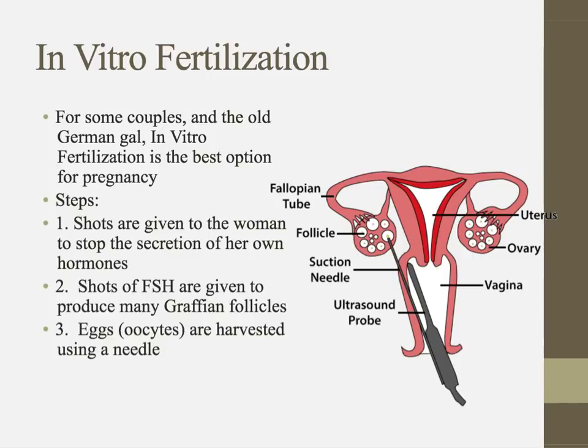We're then going to give her a super high dose of FSH. FSH is going to cause multiple follicles to develop. That's how much FSH we're giving her. Then the eggs are harvested using a needle. So usually what they'll do is an intravaginal ultrasound. So stick an ultrasound wand up the vagina so that they can see what's going on here, and then stick a needle into the ovary to harvest those eggs.